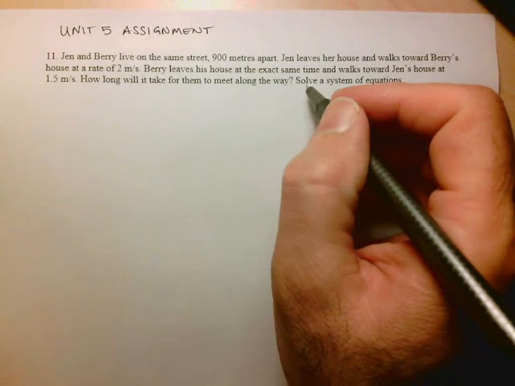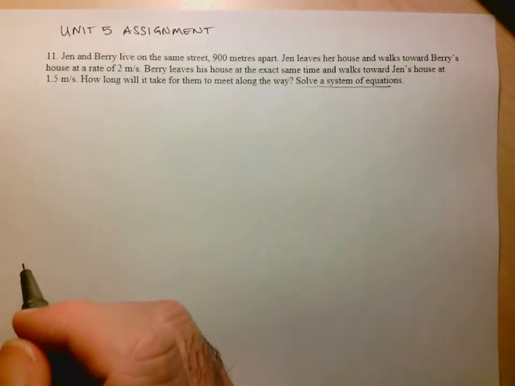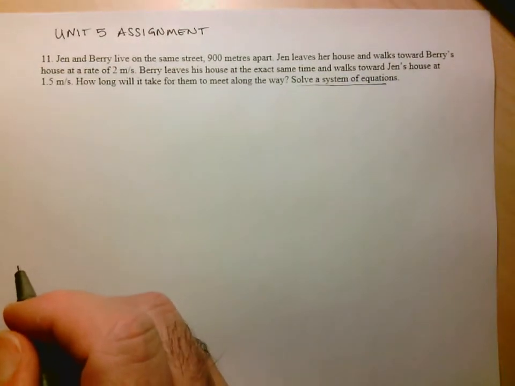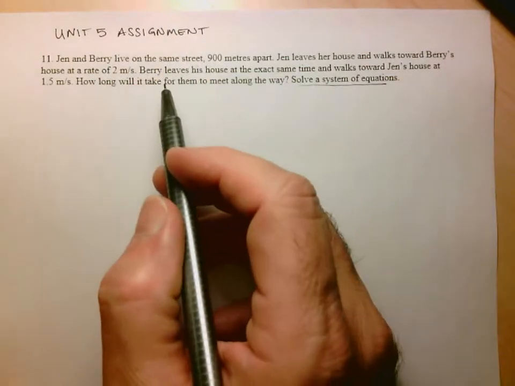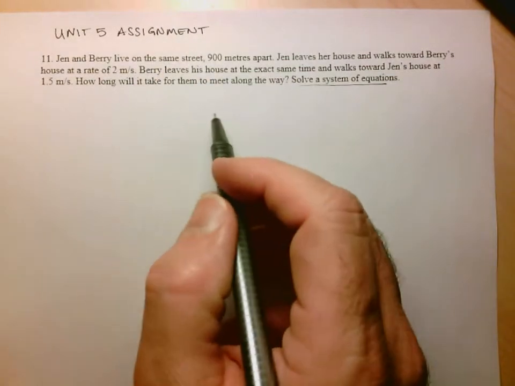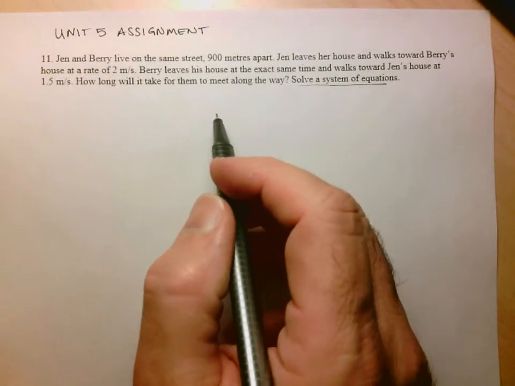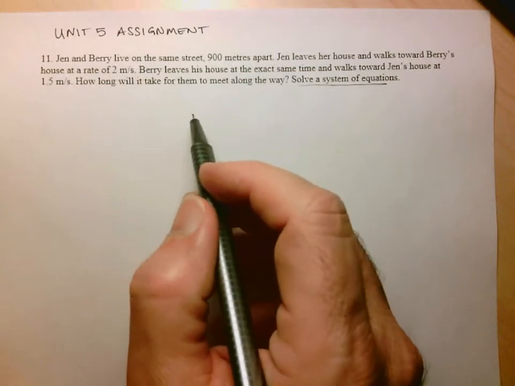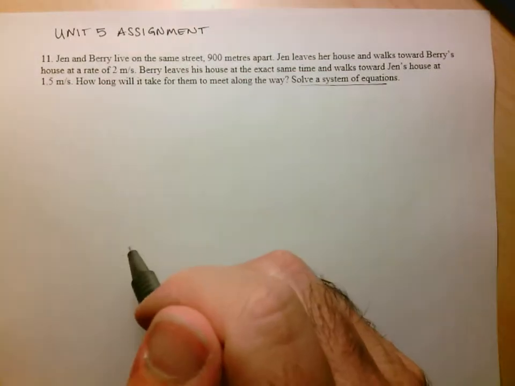They tell us that they want us to do it by solving a system of equations. So first of all, we've got to figure out what we're going to be comparing. Obviously, time is going to be one of our variables. And since they're walking and we want to know at what time they meet, we should also be talking about the distance that they're traveling until they meet.